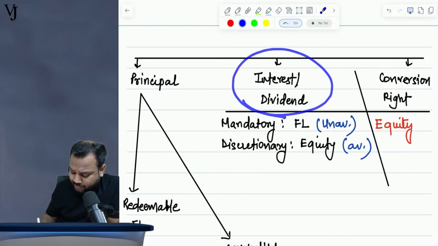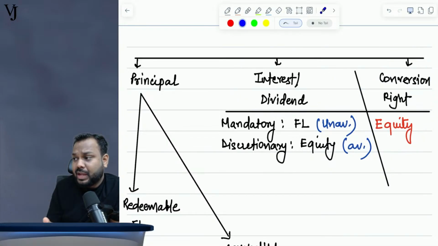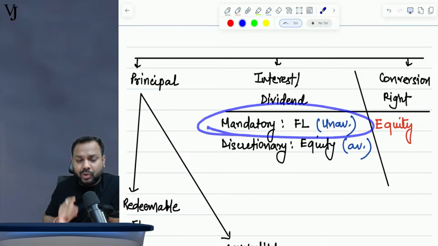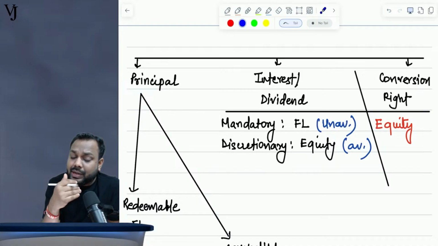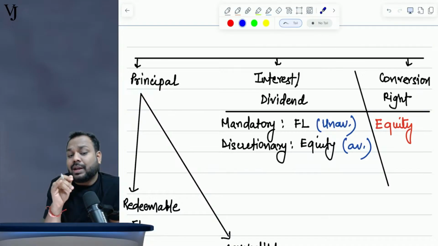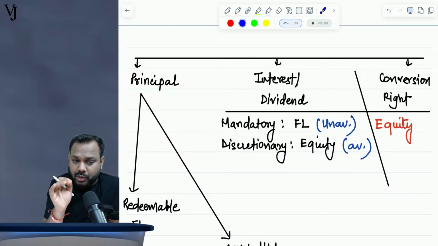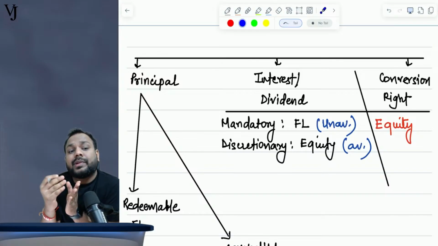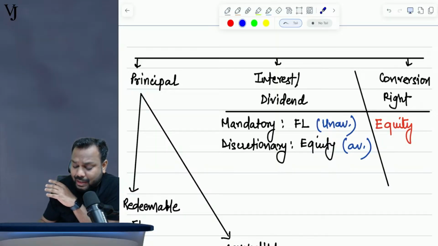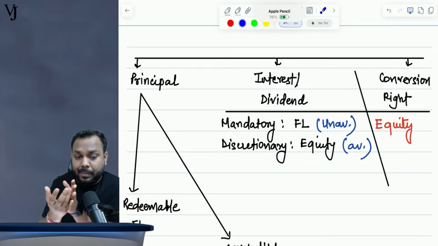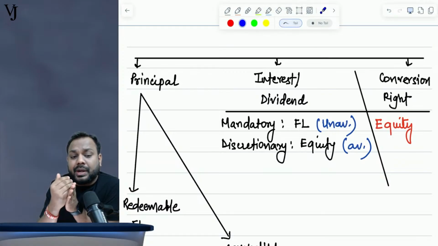Now, interest or dividend, if it is payable mandatorily, then it is a financial liability. Just understand one thing, guys: just because it is written dividend, don't assume it to be equity, and just because it is written interest, don't assume it to be a financial liability element. Always think from the substance of the contract. What is the meaning of a financial liability? It is unavoidable. If an interest payment is unavoidable, it is a financial liability.